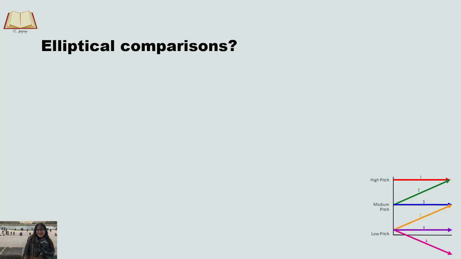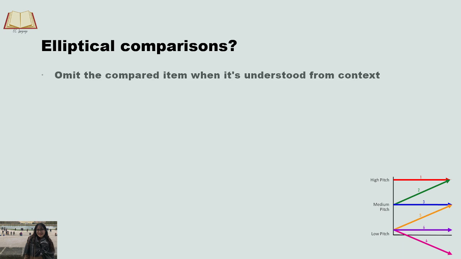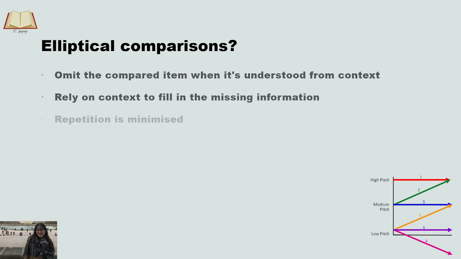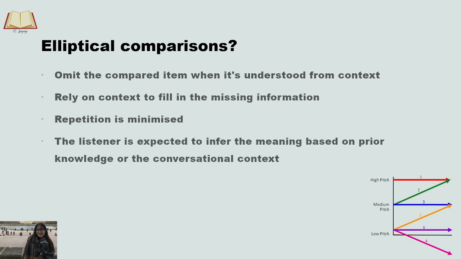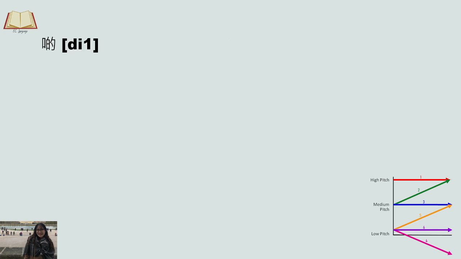Let's begin by talking about what we mean by elliptical comparisons. Elliptical comparisons are made possible by omitting the compared item when it's understood from context. This relies on context to fill in the missing information. The beauty of elliptical comparisons is that repetition is minimized, making daily conversation and interaction more fluid, allowing us to avoid redundancy while enhancing the impact of the comparisons. This means that the listener is expected to be able to infer the meaning based on prior knowledge or the conversational context. We will begin by looking at di.